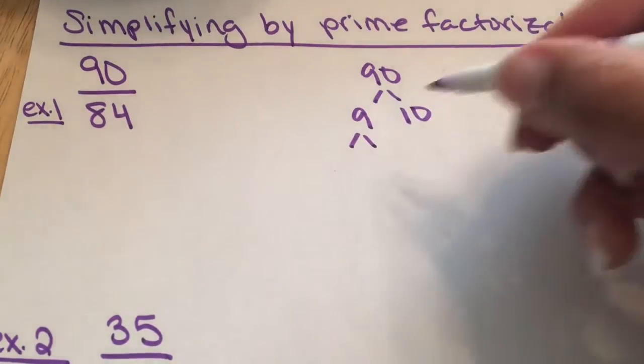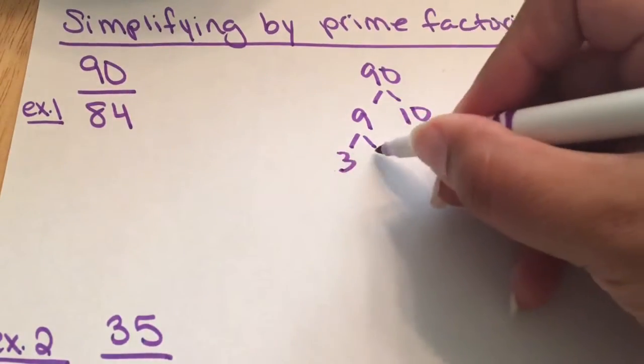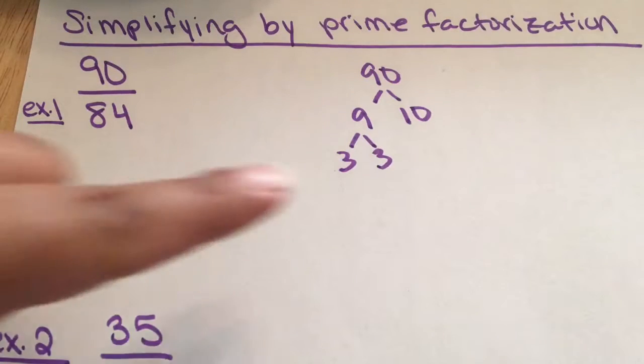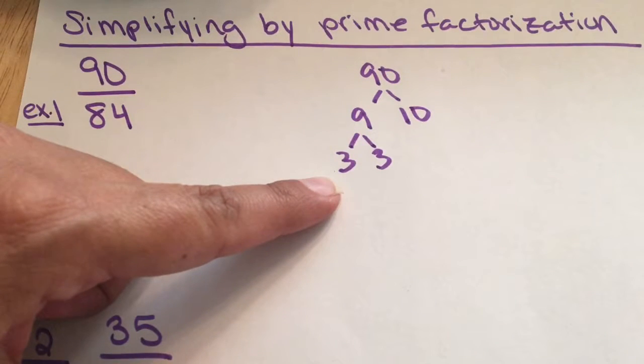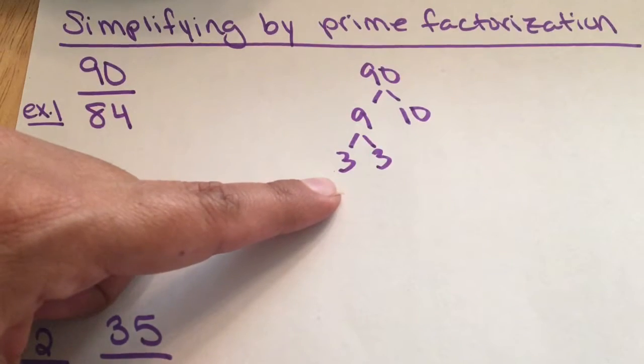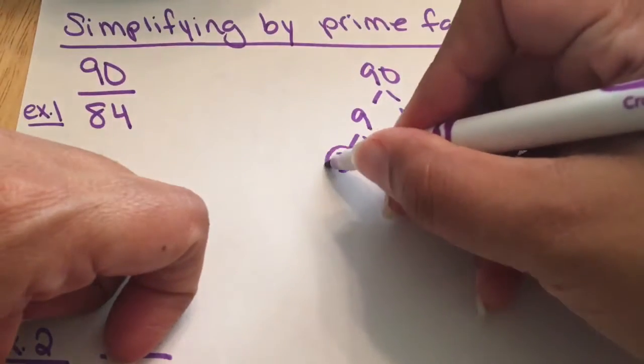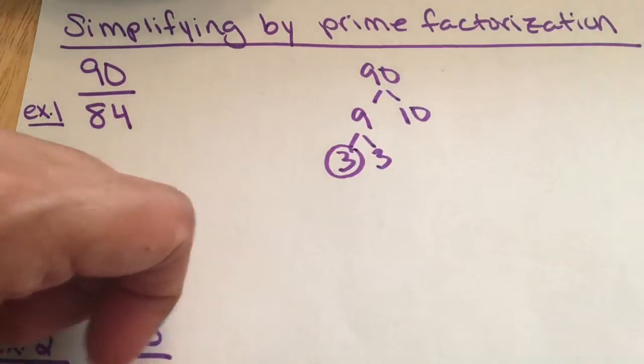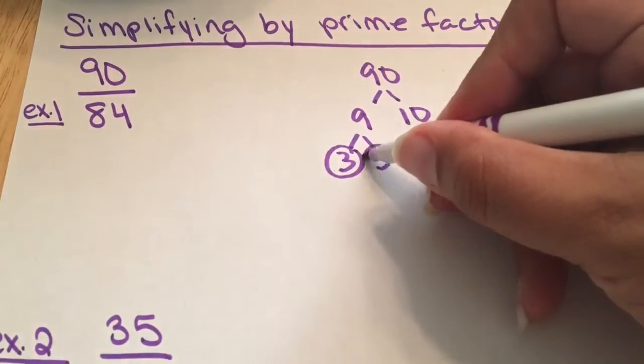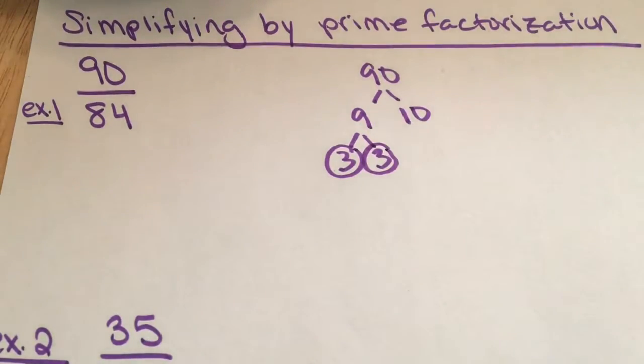Well, what times what will give us 9? Hopefully, we think of 3 times 3. Now, if I think of 3, what will multiply to give us 3? 1 times 3. Since we have that key 1 in there, 3 is going to be a prime number, so I'm going to circle it. Since we already know 3 is a prime number, I'm going to circle this other 3.